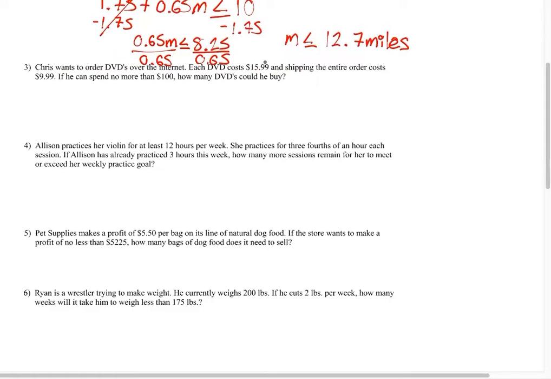So each DVD costs $15.99, and shipping for the entire order costs $9.99. So we know that $15.99 times the number of DVDs, we'll call it M again for movies, plus the one-time shipping fee for the entire order, which is $9.99, can be no more than $100. This has to be less than or equal to 100. And then from here, you just solve for M, which I'm pretty sure you're able to do.